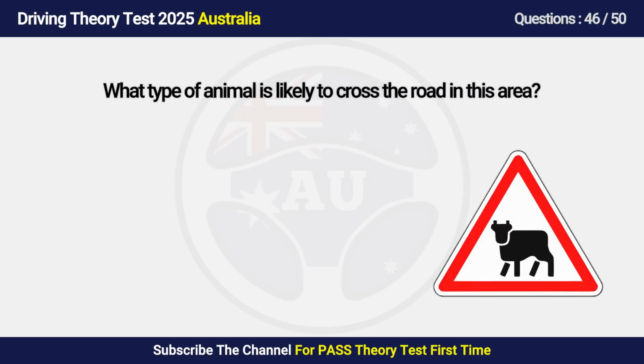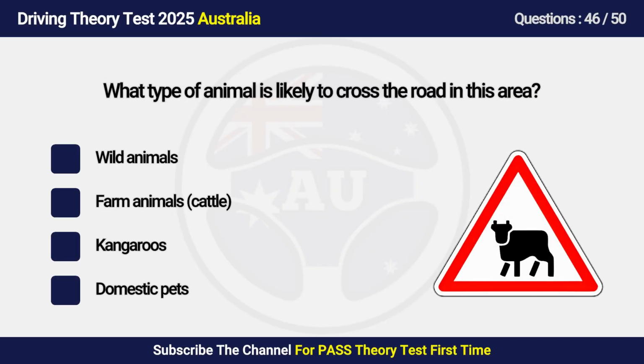Question 46. What type of animal is likely to cross the road in this area? A. Wild animals. B. Farm animals, cattle. C. Birds. D. Domestic pets.